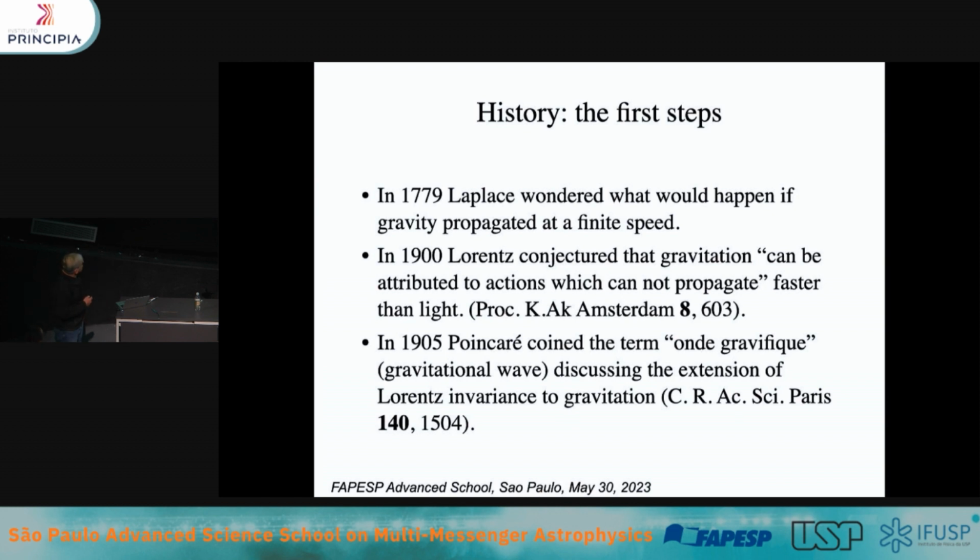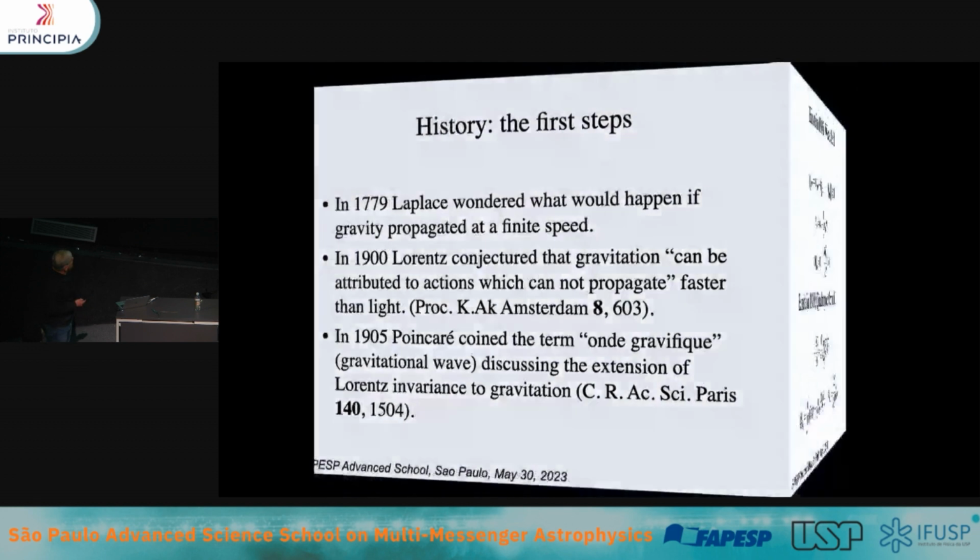In the 1900s, Lorentz conjectured that gravitation can be attributed to actions which cannot propagate faster than light. And then, for the first time, Poincaré used a term that is pretty much gravitational wave like we know it today.